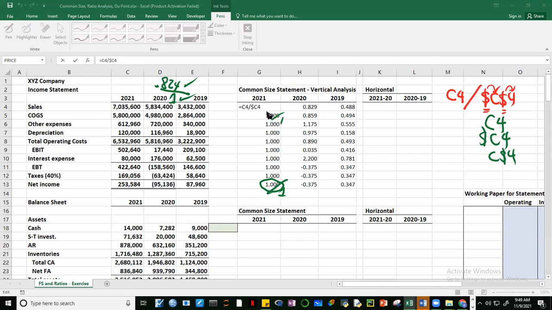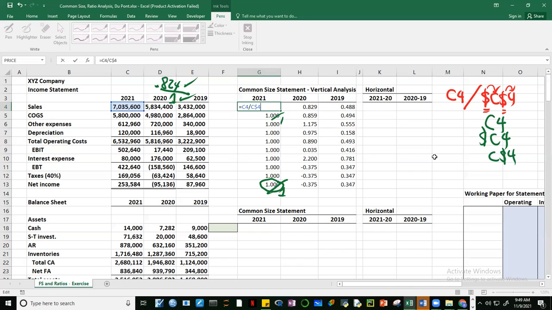So for the dollar sign, it would lock the row, not the column. Yes, correct. Thank you, Anton. You're correct. So I'll press another F4. So we should be locking the row, guys, row 4.